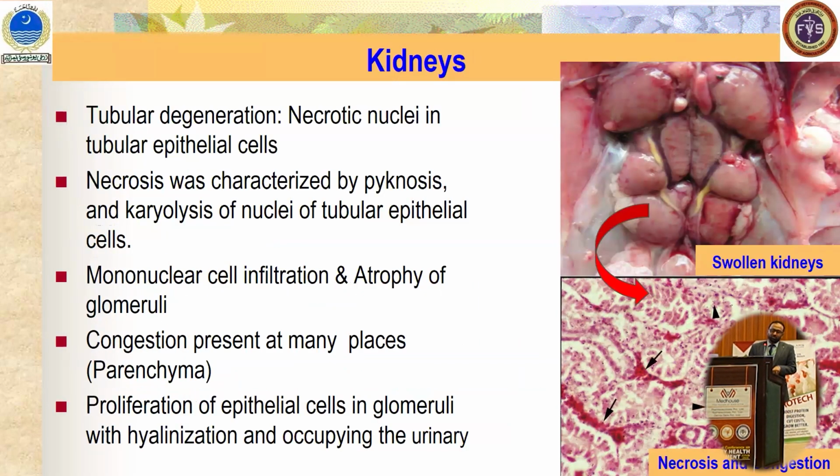Similarly, the kidneys will be swollen, bulging out from the bony socket. I think such kind of kidneys are self-sufficient to kill the bird. There is no need of any other agent. And in the lower one, you can see the histopathology. There is severe congestion and nephrotic changes, severe nephritis that will be developed by the mycotoxins in the kidneys.